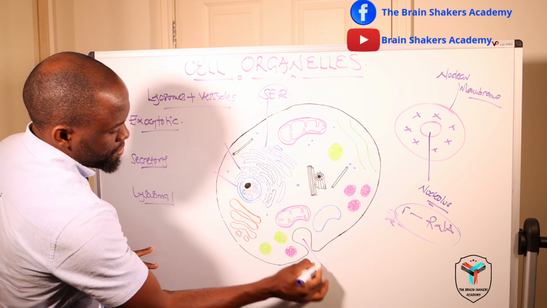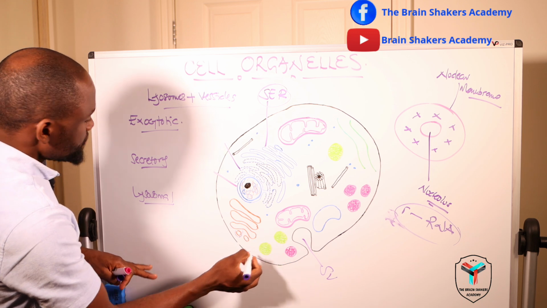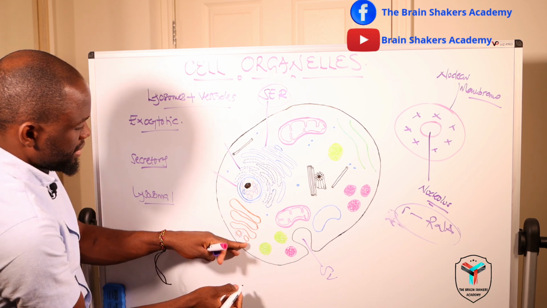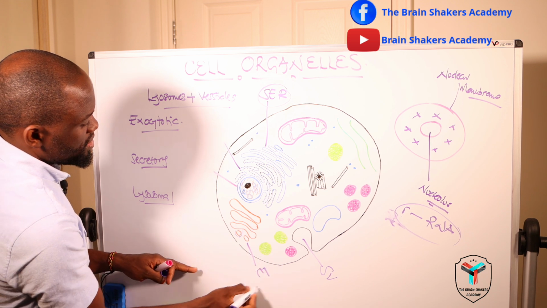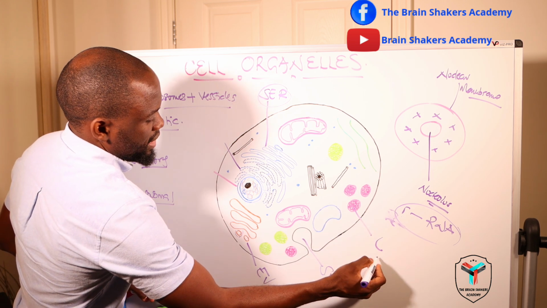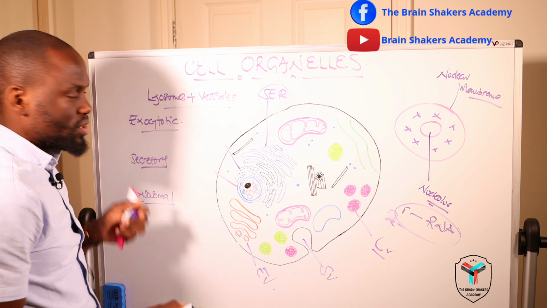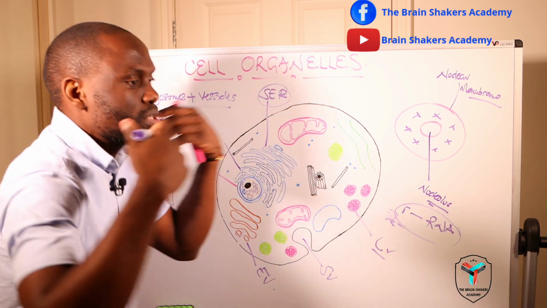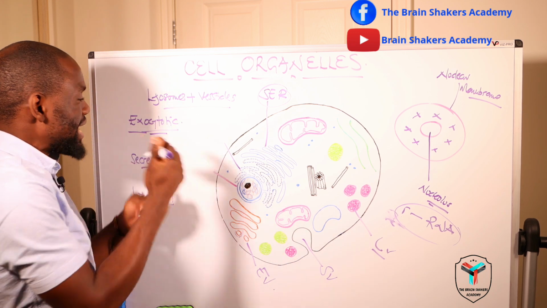This one is what we would call a secretory vesicle, and then you would have vesicles coming from the Golgi apparatus that can also be exocytotic vesicles, and from the lysosomes you have lysosomal vesicles. Now, what is an exocytotic vesicle? So exo is out of the cell. Cyto is a cell, so meaning out of the cell.